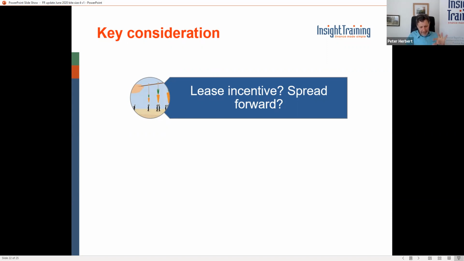Same idea, I guess, here potentially with the rent waiver. But I guess what people are thinking about in that context is, if we've got a situation whereby a landlord is saying to a tenant, over the next 3, 4, 5 months, you do not need to actually pay any rent, is that in fact a lease incentive? And should we therefore be spreading that forward in the same way that you might any other lease incentive?